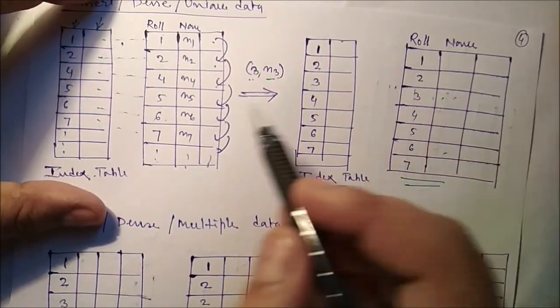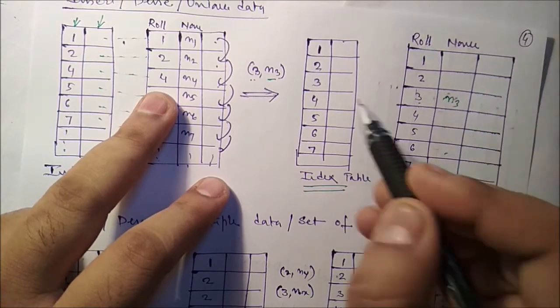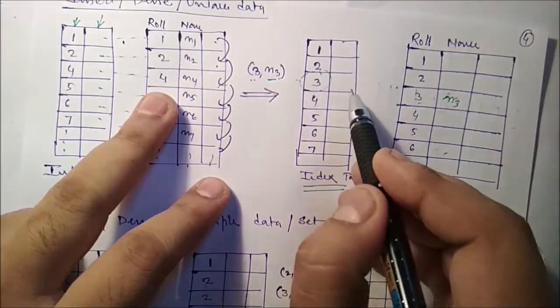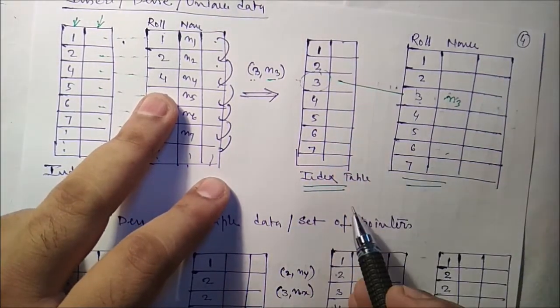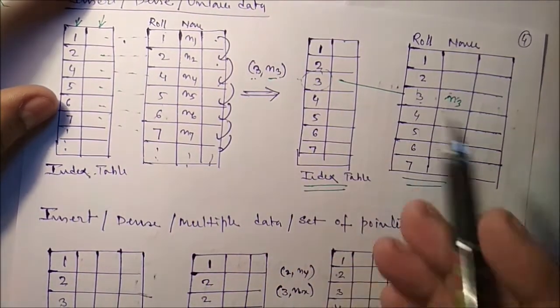So here roll number 3 is not there, so you have to insert roll number 3, and you have to update this particular part here, and store the address of this. Okay, so if a single data is there, you can do this.